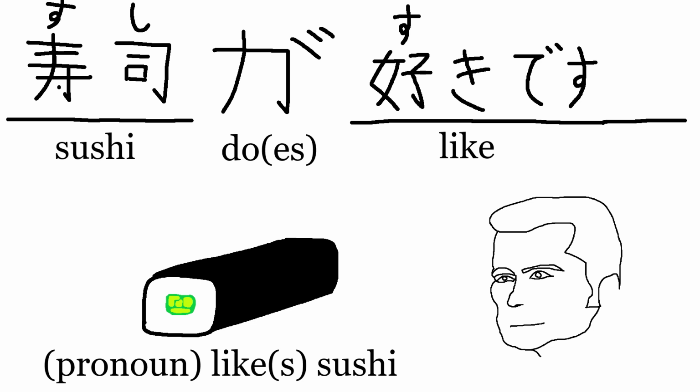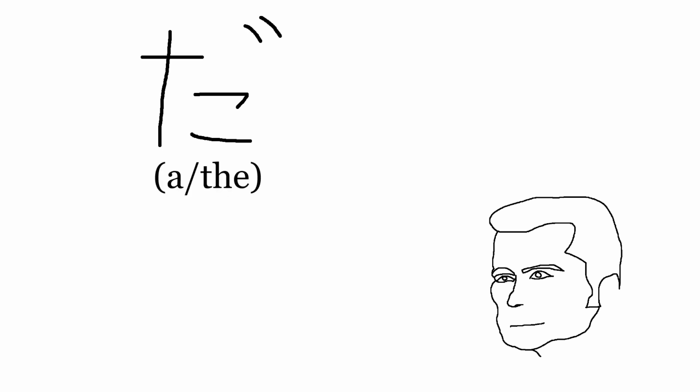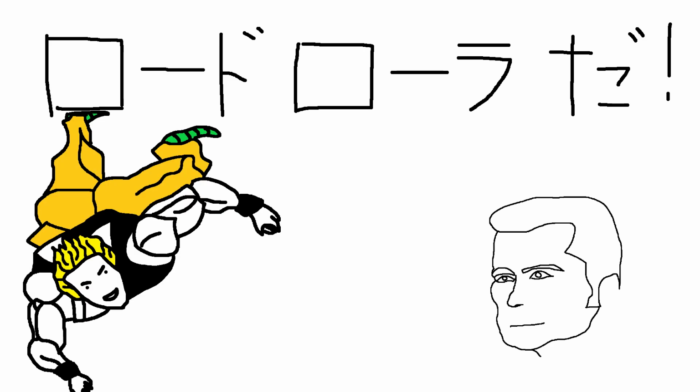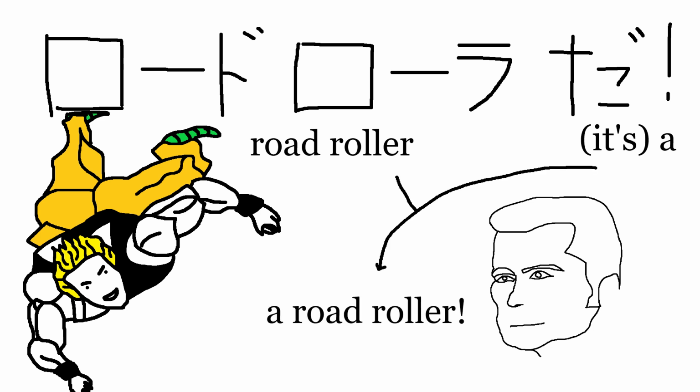I like sushi. お寿司が好きです。あいつがやったんだ。違う。俺がやったんだ。Da is a particle you would use to emphasize the noun you're referring to. In the clip, Rodorora da, Dio uses the particle da to emphasize the rodorora.